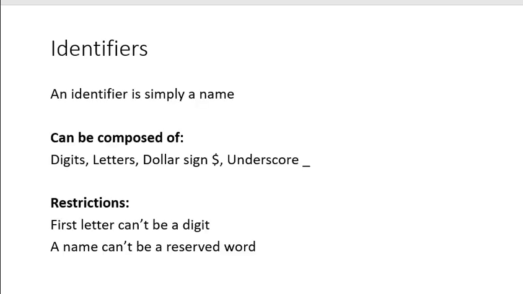What is an identifier? An identifier is simply a name. It can be a variable name, function name, label, or something else. In JavaScript, it can be a combination of digits, letters, dollar sign, or underscore. But there are two restrictions. The first restriction is that the first letter must not be a digit, and the second restriction is that the identifier cannot be a reserved word.